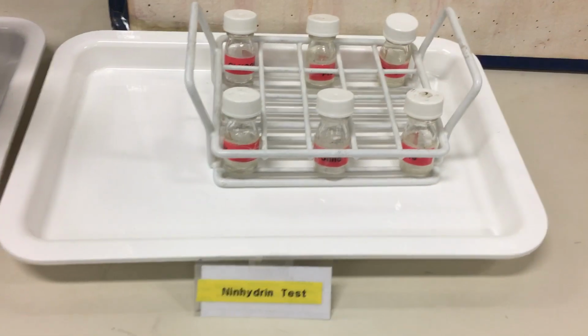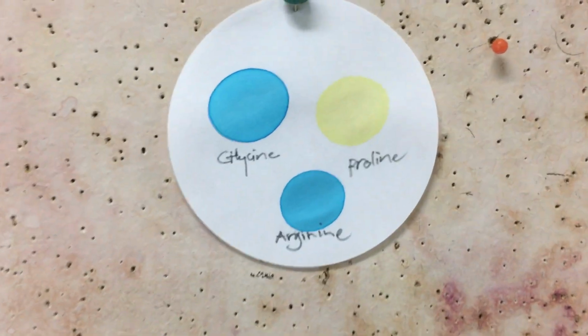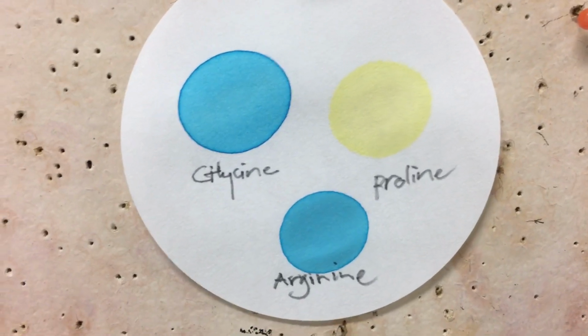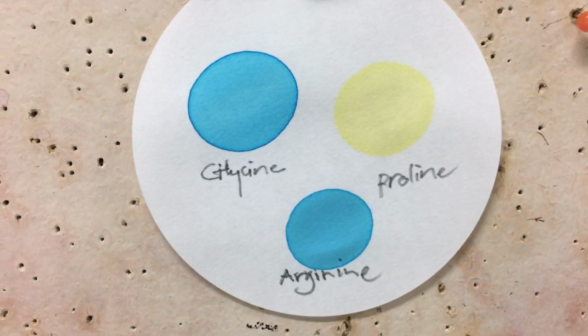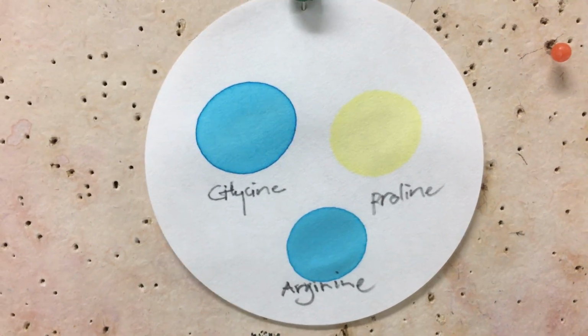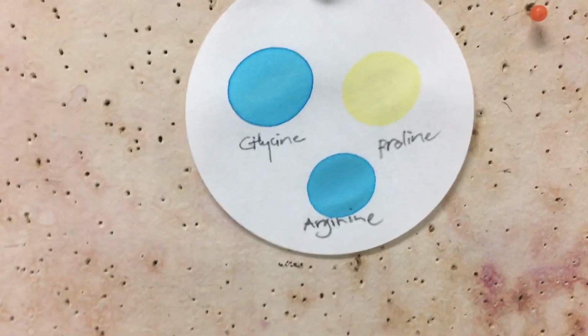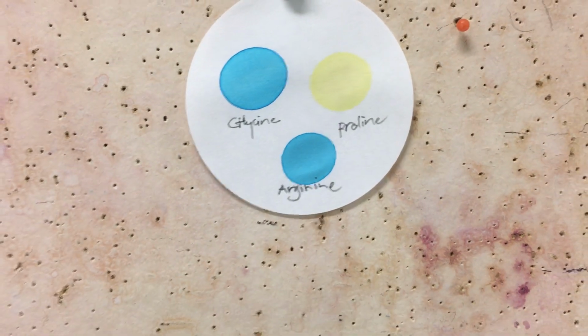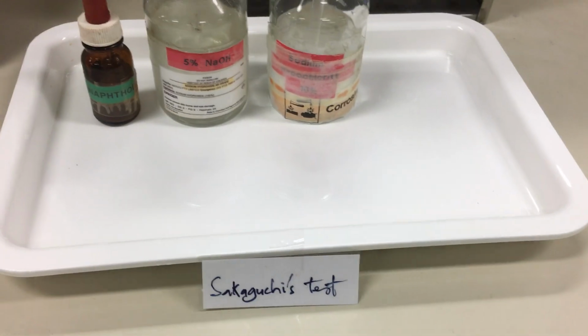With the ninhydrin, if your sample includes the amino acid proline, it is going to change to yellow. But if you have glycine or arginine in your sample, they both are going to be blue. To be sure whether you have glycine or arginine, you are going to perform the Sakuji test.